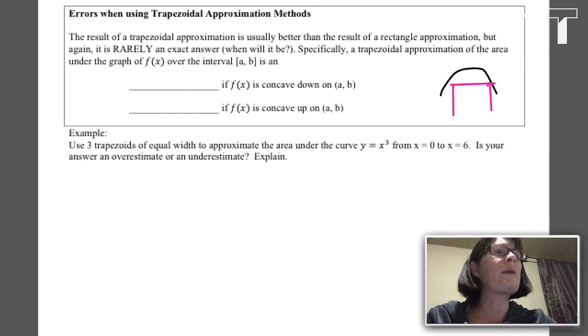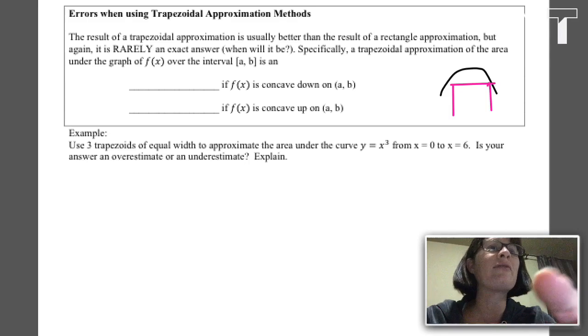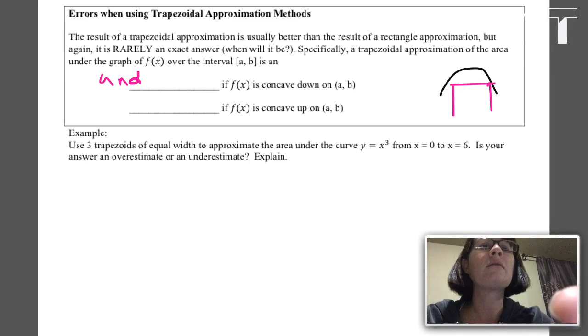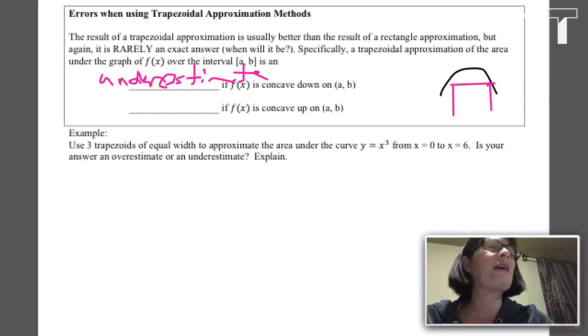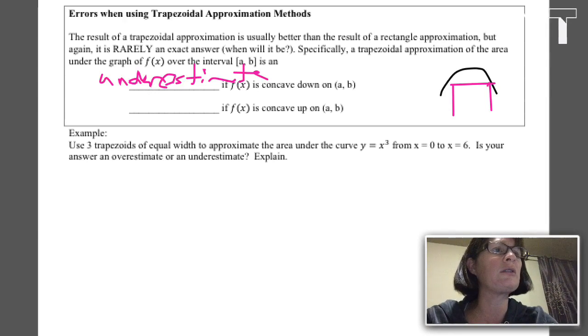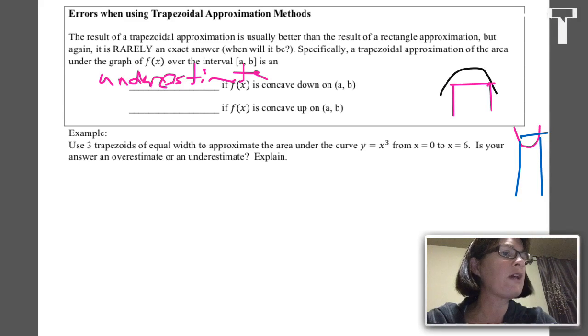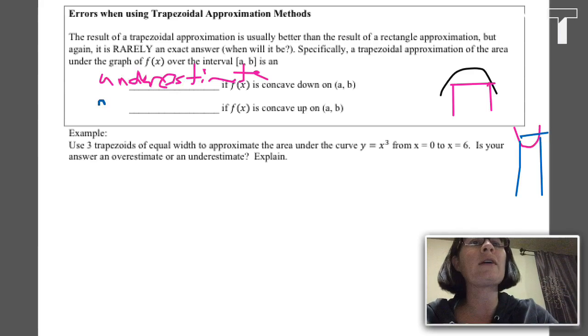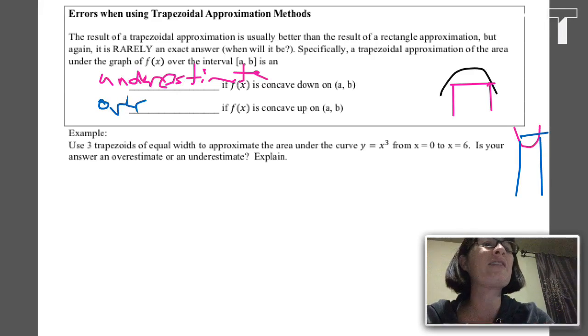A trapezoidal approximation of the area under the graph of f is an underestimate. Sorry about my typing. When f is concave down. Here's a function concave up. You can see that when you draw the trapezoid in there, that's too much trapezoid. That's going to be an overestimate whenever f is concave up.